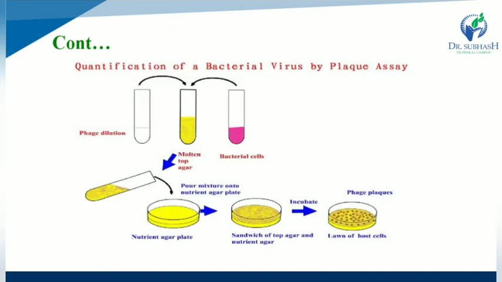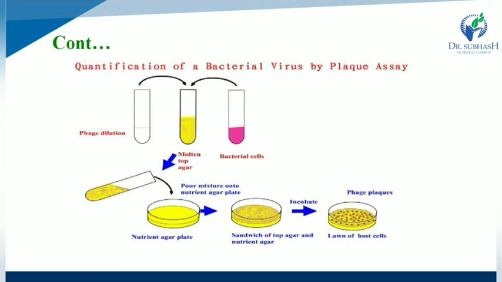This is the schematic diagram of quantification of bacterial viruses by plaque assay. First is phage dilution. Second is molten top agar, which is yellow in color, and the bacterial cells, which are pink in color. The molten agar is transferred and poured as a mixture onto the nutrient agar plate.